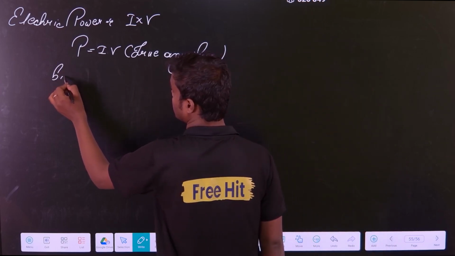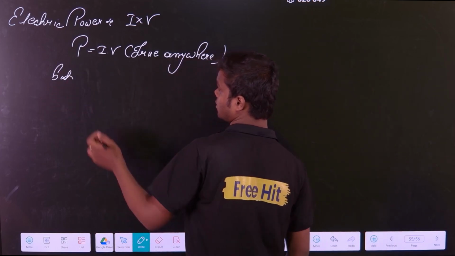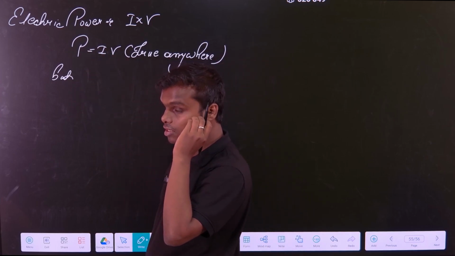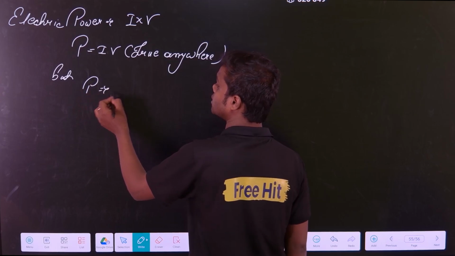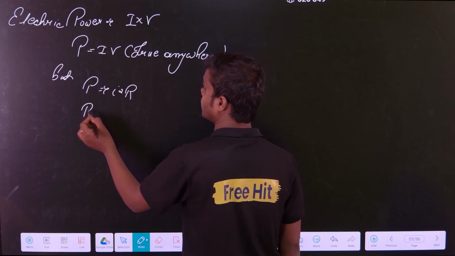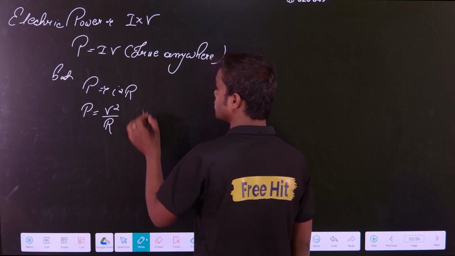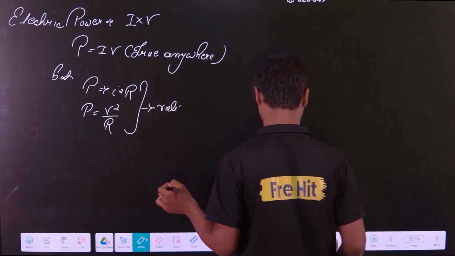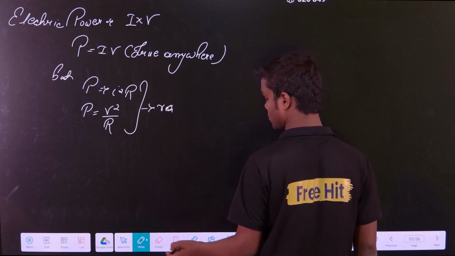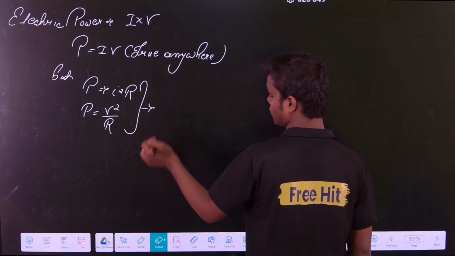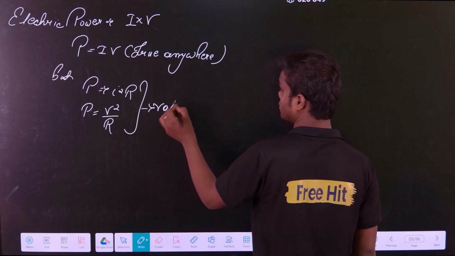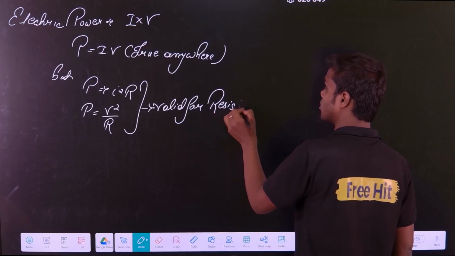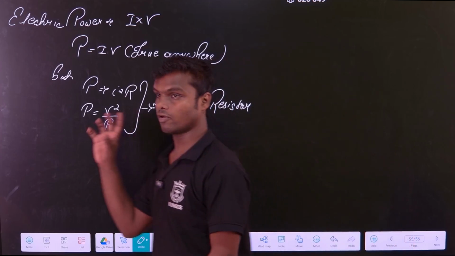But if I want to find instantaneous power, the formulas which you are writing, like I square R or power is equal to V square by R, these formulas are valid for a resistor.